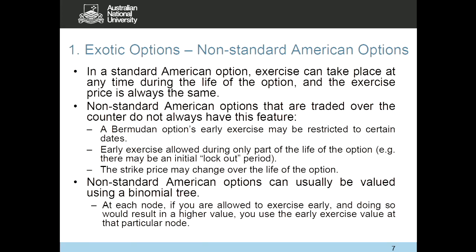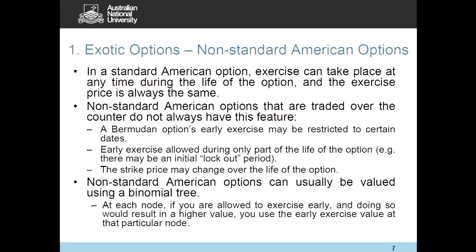So for a Bermuda option, for the period in which you cannot exercise early, you do what we have done for the European options. You simply discount all the payoff back in one go. And for the period in which you can exercise early, you do it the way we have done for the American option, which is to compare the intrinsic value with the discounted value. So it's like a hybrid of American option and European option. Does that make sense?